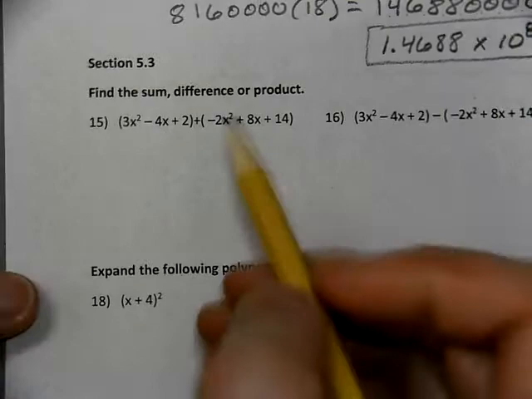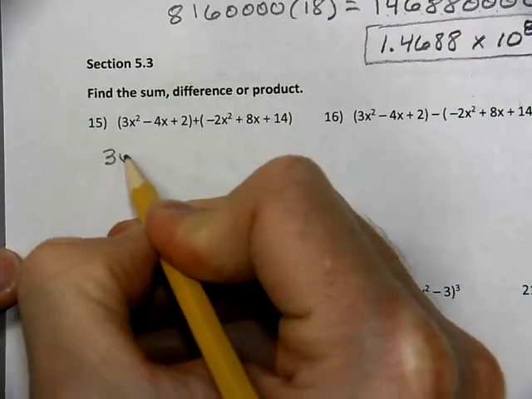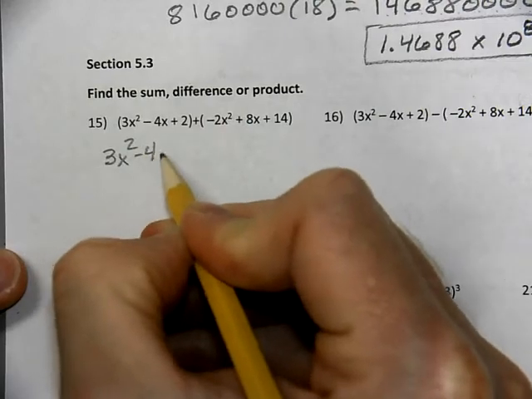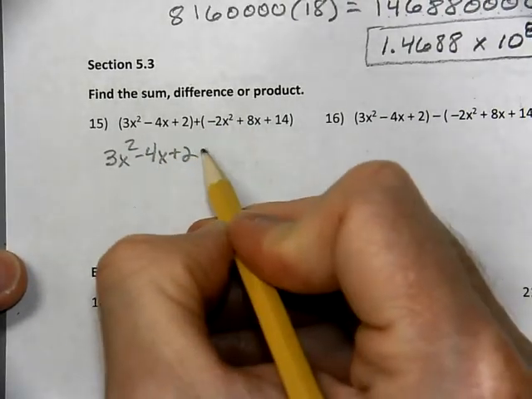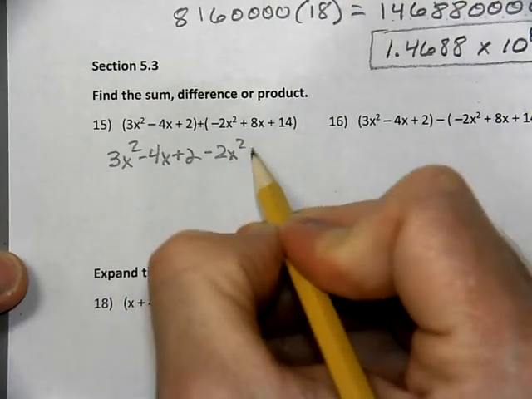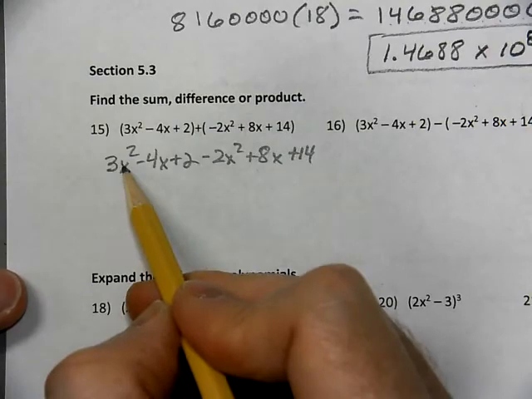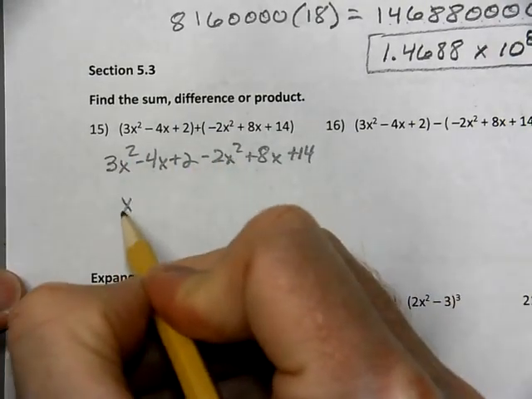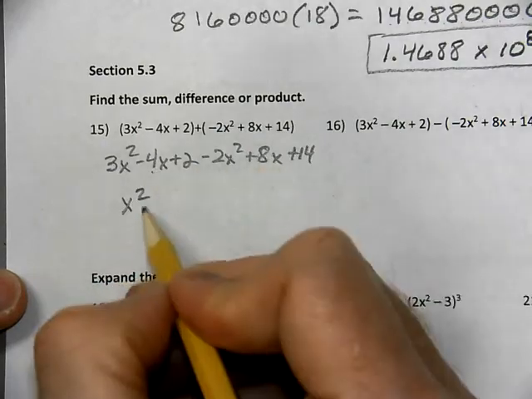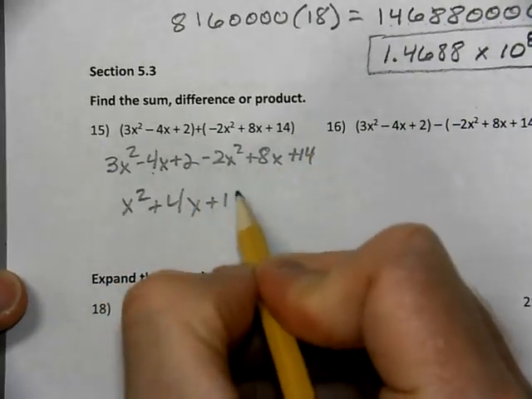Looking for the sum, notice that this has a plus in between. So we're going to take our 3x squared, our negative 4x, and our 2. And we're going to add it to our negative 2x squared, our 8x, and the 14. So we group our like terms together, which is going to give us 1x squared. The x's are going to give us 4x, and the constants are going to give us 16.